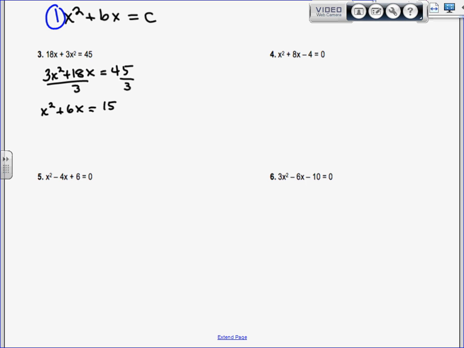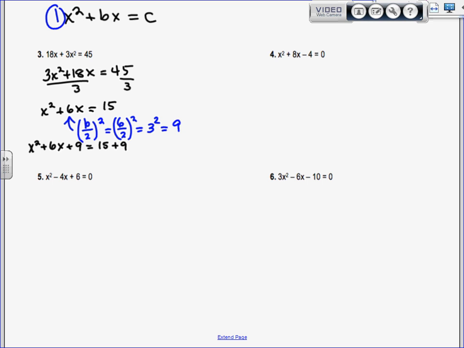So I'm going to do what I call halving it and squaring it. So I'm going to divide my b value by 2. So I'm going to take b divided by 2 squared. All right, so I get 6 over 2 squared is 3. So when I square it, I get 9. Okay, and that's going to be what I add to both sides of the equation. So I'm going to have x squared plus 6x plus 9 equals 15 plus 9.